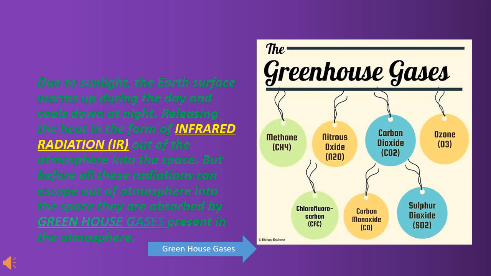Due to sunlight, the Earth's surface warms up during the day and cools down at night, releasing the heat in the form of infrared radiation out of the atmosphere into space. But before all these radiations can escape out of the atmosphere into space, they are absorbed by greenhouse gases present in the atmosphere. The greenhouse gases: methane, nitrous oxide, carbon dioxide, ozone, chlorofluorocarbon, carbon monoxide, sulfur dioxide.